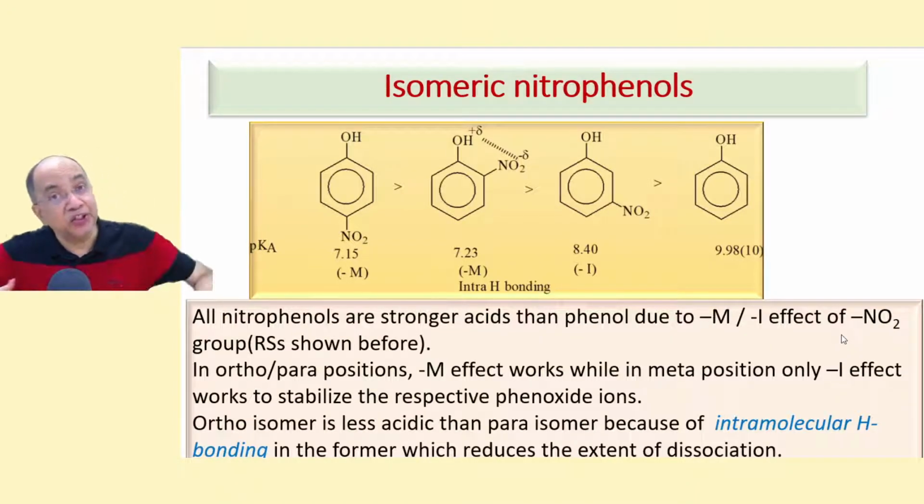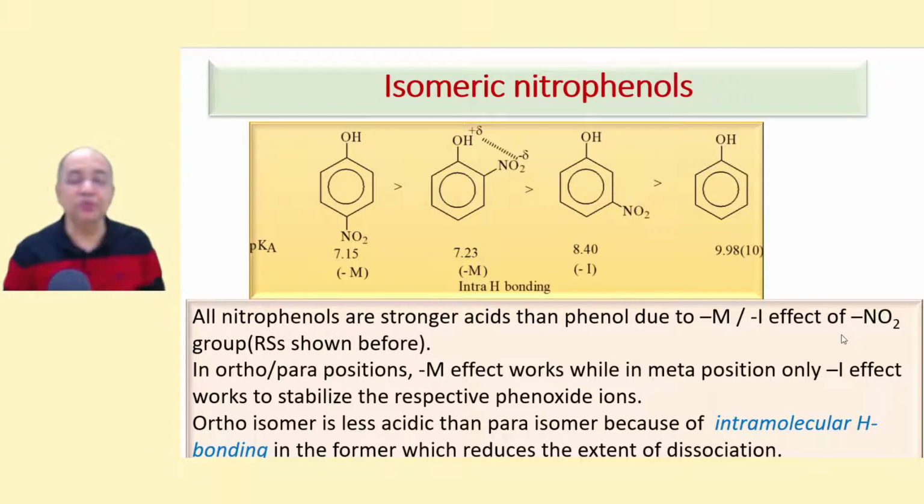Now let us start with different isomeric substituted phenols. First with isomeric nitrophenols, ortho, meta, para, compared with the mother phenol. Now we have already said that all nitrophenols, irrespective of caste, creed, gender, all nitrophenols are stronger acids than phenol due to minus M or minus I effect of nitro groups. In ortho-para, minus M effect works, while in meta, only minus I effect works to stabilize the respective phenoxide ions.